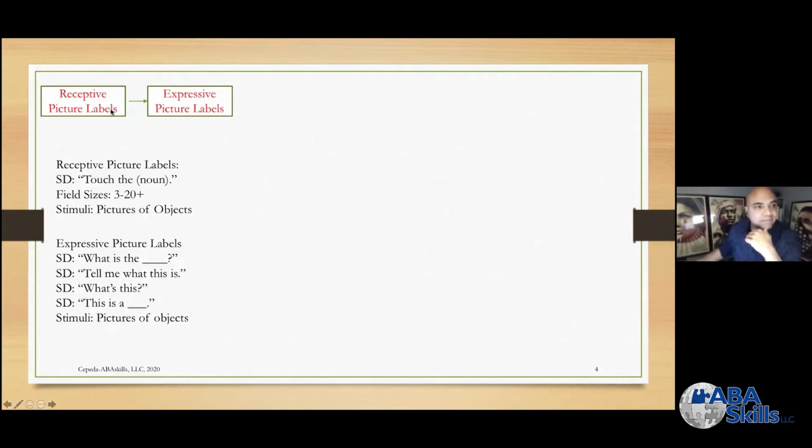Okay, next step, expressive picture labels. So from day one, please randomize the SD, the vocal component of the SD that you're using in expressive picture labels. You should not be repetitively saying, what's this? Or what is it? What is it? See how annoying that is?